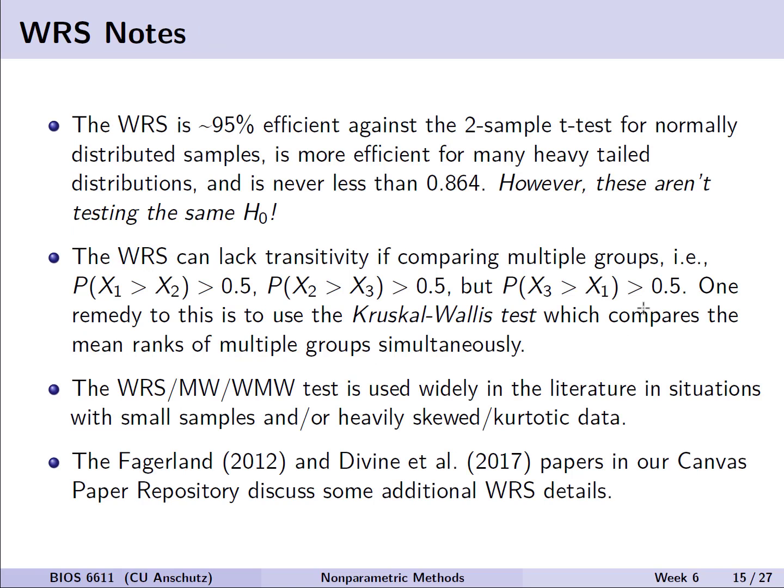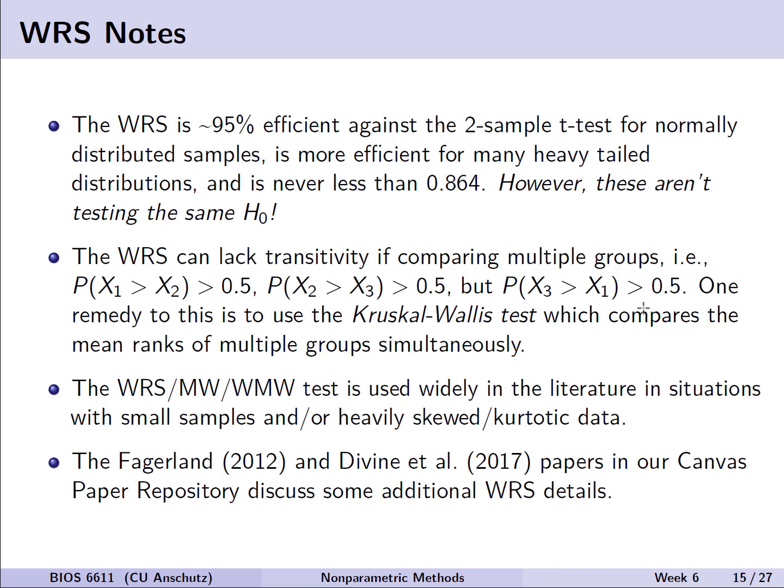So a few closing notes for the Wilcoxon rank sum test. The first is that it is approximately 95% efficient when compared to a 2-sample t-test if we have normally distributed samples of data. And in fact, it's more efficient if we have deviations from normality with heavy tail distributions, and it's been shown to never be less efficient than 0.864.